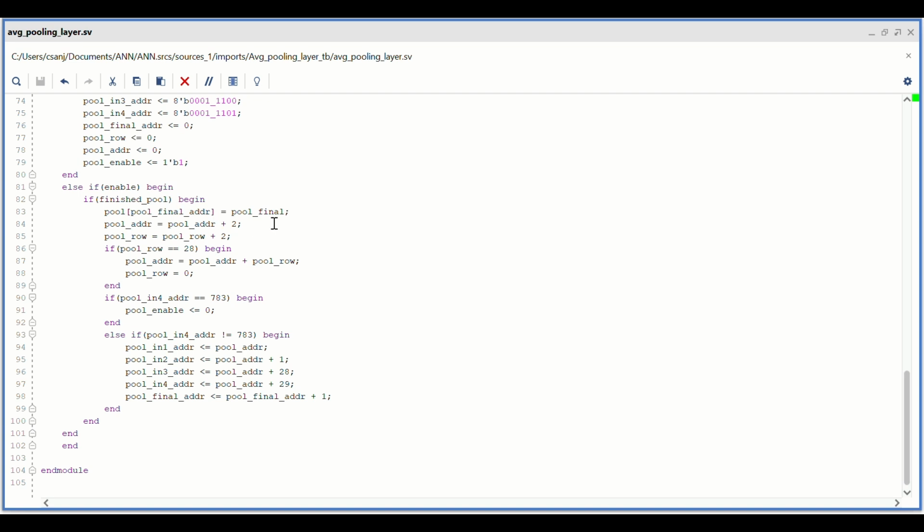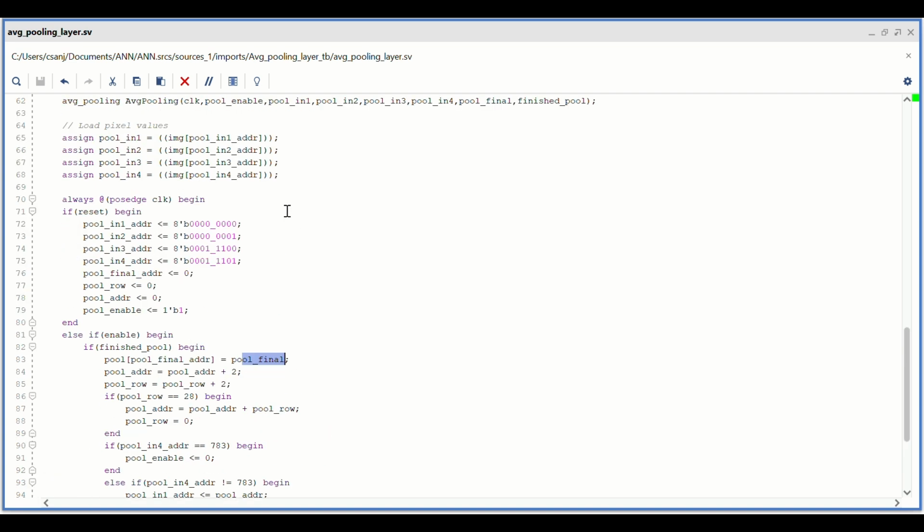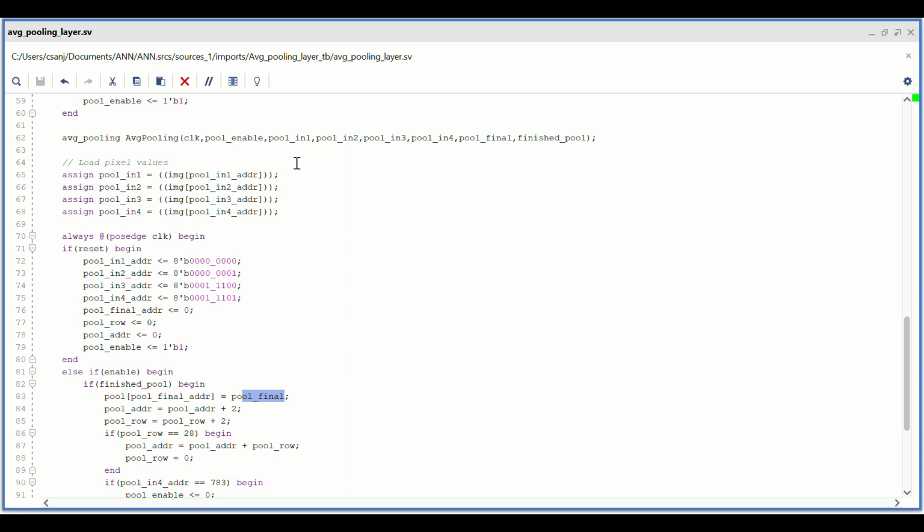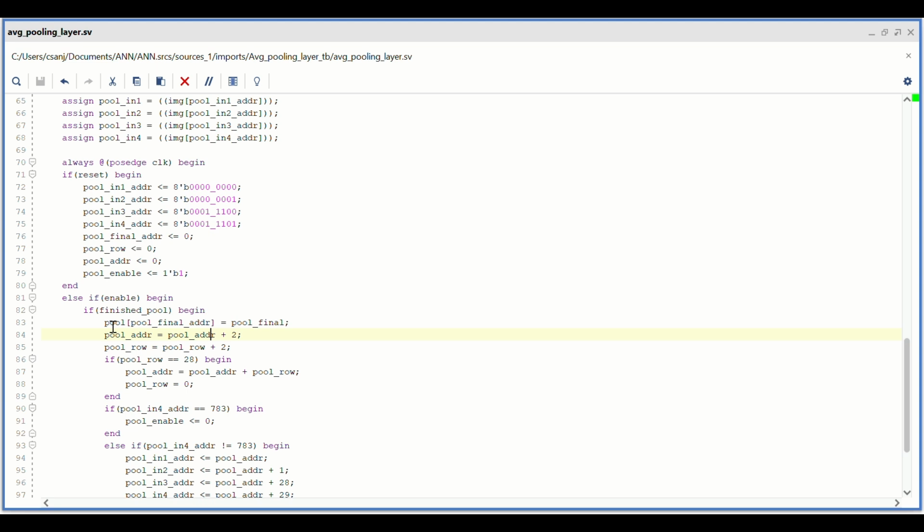Pool final is the final output, whatever is obtained. What is pool final? The average pooling module computes pool final, so pool final is the output of the average pooling module. That output is stored in the pooled image. And at what address is it stored? It is stored at the pool final address.